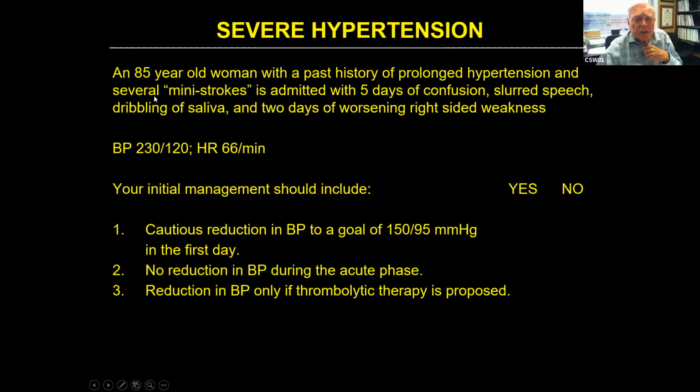So this is the last case, an old woman, past history of hypertension, several mini strokes, admitted with 5 days of confusion, slurred speech, dribbling of saliva, worse hiding headache. In other words, a stuttering hemiplegia. And this is a typical thrombotic stroke then, progressing, high blood pressure. So what should your management be? Cautious reduction in blood pressure to just above normal in the first day, no reduction in the acute phase, or reduction in blood pressure only if thrombolytic therapy is required.